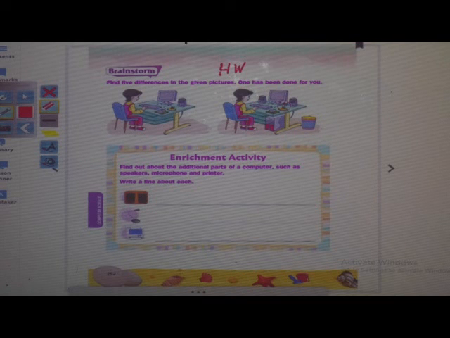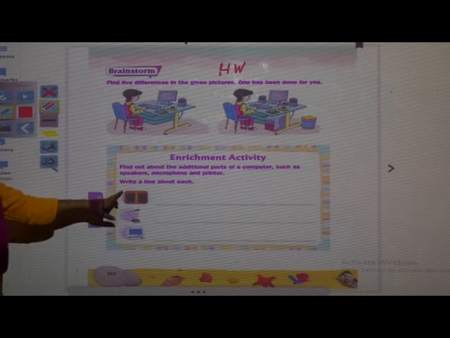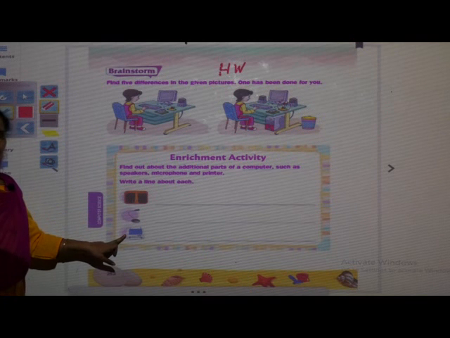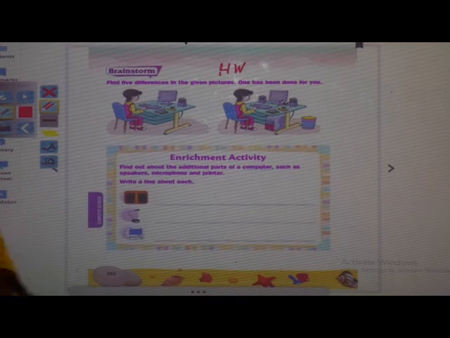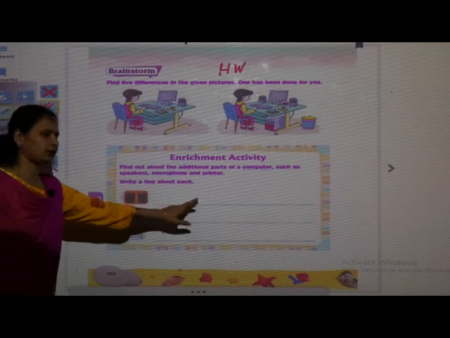Okay, and the next activity is, these are the additional parts of the computer, so you have to write about it. For example, the first one you can see speaker. Why are speakers used? To listen to music. So you can write here about it.